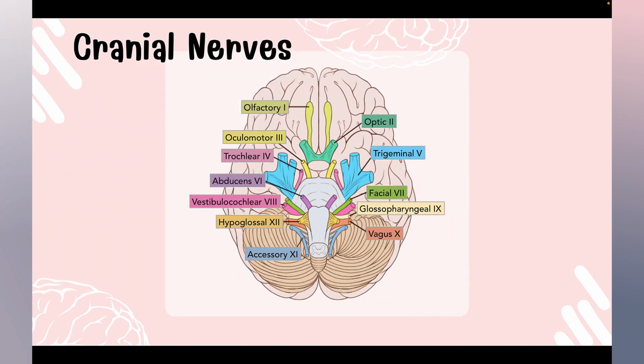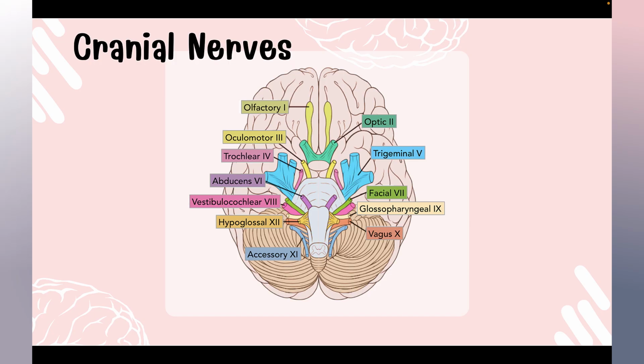So next we're going to move on to the cranial nerves. There are 12 cranial nerves, and they are listed here: 1, 2, 3, 4, 5, 6, 7, 8, 9, 10, 11, 12. You do need to know the name and the number. That is important. It's just one of those things you need to commit to memory. So you need to know the name, the number, what they control, and how you assess them.